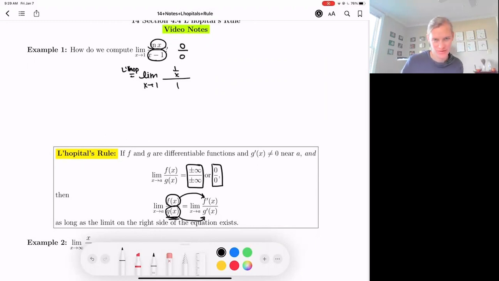And now we can try and compute the limit like we did last semester. So we plug 1 in. When I plug in 1 now, I get 1 out. So that is my final answer.